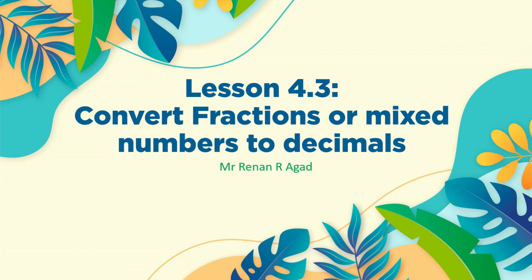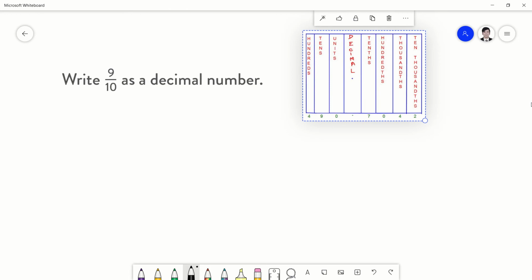Convert fractions or mixed numbers to decimals. For example, write 9/10 as a decimal number. If you notice, we read it as 9/10, and the word tenths is familiar to you because these are your place values that you've encountered when you were still in grade school.